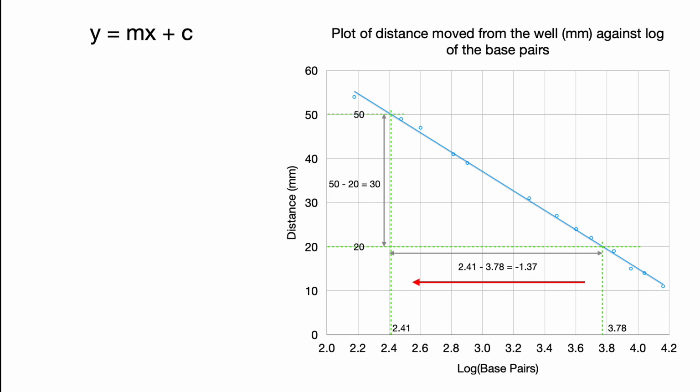If we were going from left to right, it would in fact be a positive value, because this line has got a negative gradient.